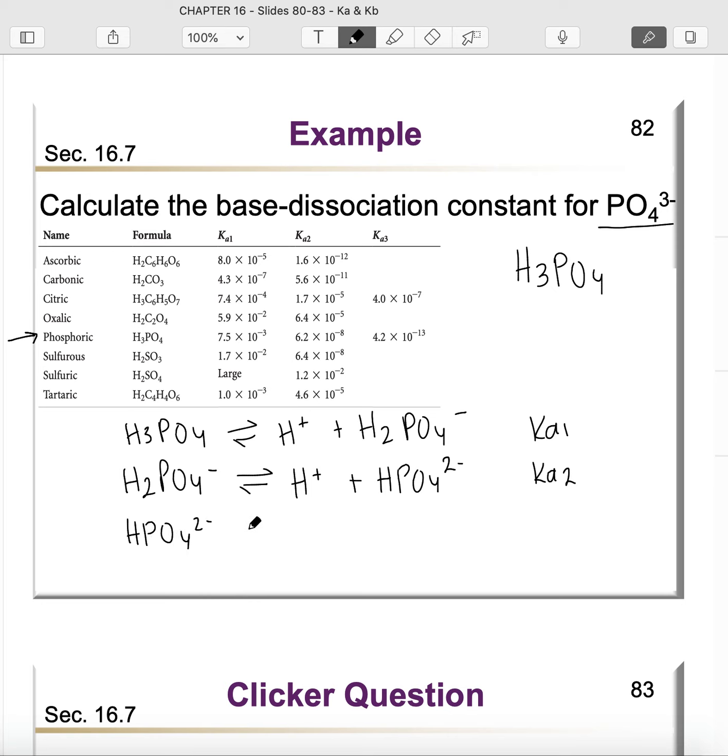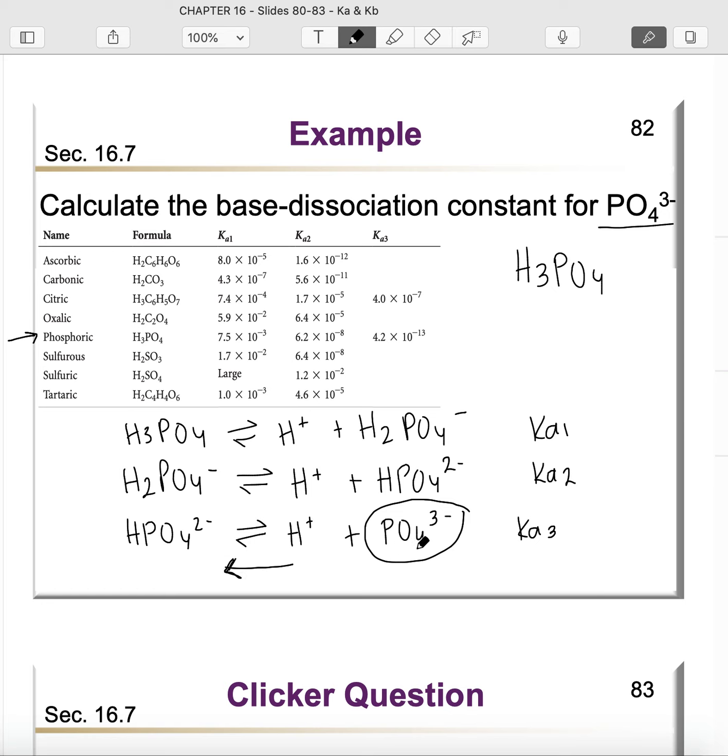HPO4 2 minus, yes, all is good. That's going to give us H plus, hydrogen ion, plus what's left, which is the phosphate ion, PO4 with a 3 minus charge. That process is associated with Ka3, the third dissociation of the acid. Now, we're being asked for the base dissociation constant of this ion, which means that we need to look at it as if it was acting like a base. When it acts as a base, it accepts a proton and it forms HPO4 2 minus. So really what we're looking at is this third process, but in the reverse direction.